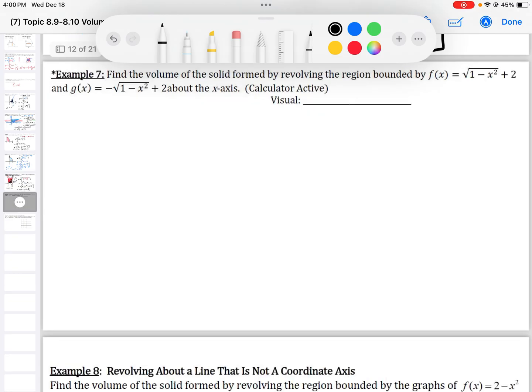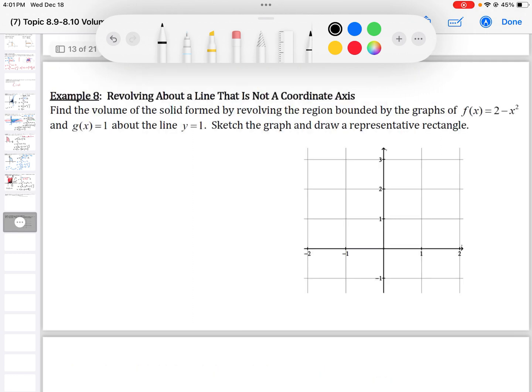All right, we are going to skip number 7. Number 7 will actually be in the next set of notes. And then we'll finish with number 8. So, revolving about a line. Another one, just like the one we just did, this would be a good one to pause this and practice and see if you come up with the answer.